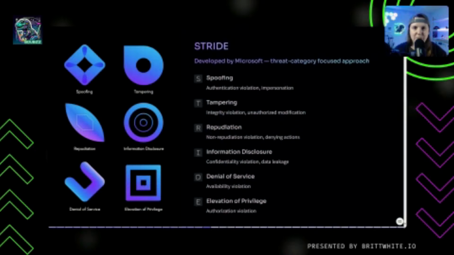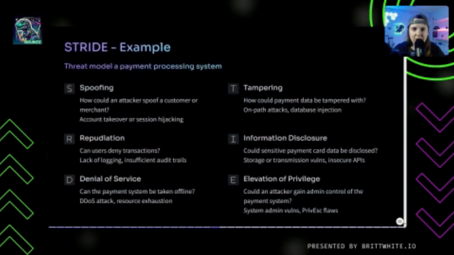Let's look at an example using STRIDE. Let's use threat modeling for a payment processing system. So spoofing. How could an attacker spoof a legitimate customer or merchant? Maybe an account takeover or session hijacking. And then tampering. How could payment data be tampered with? On-path attacks altering transaction amounts, or database injection, modifying transaction records. Those are examples of tampering.